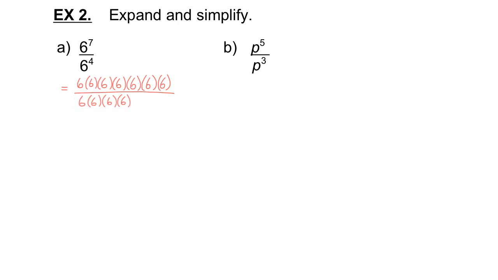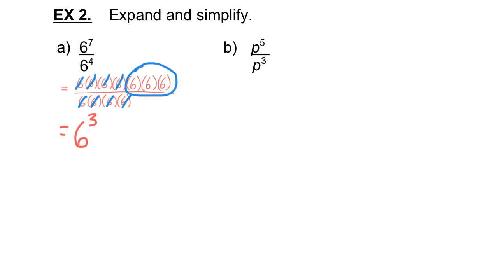So what do we do from here on out? Well, you'll notice if you have a fraction and you're multiplying and dividing by the same number, those just cancel each other out. Times 6 on the top, divide by 6 on the bottom, they cancel out. I do that again. I do that again. I do that again. Now what am I left over with? I'm left over with 6 multiplied by itself 3 times.